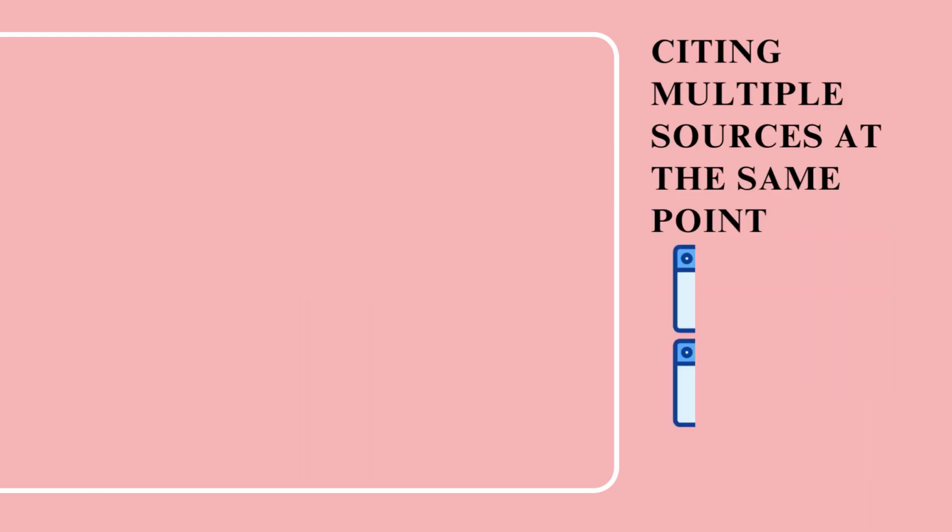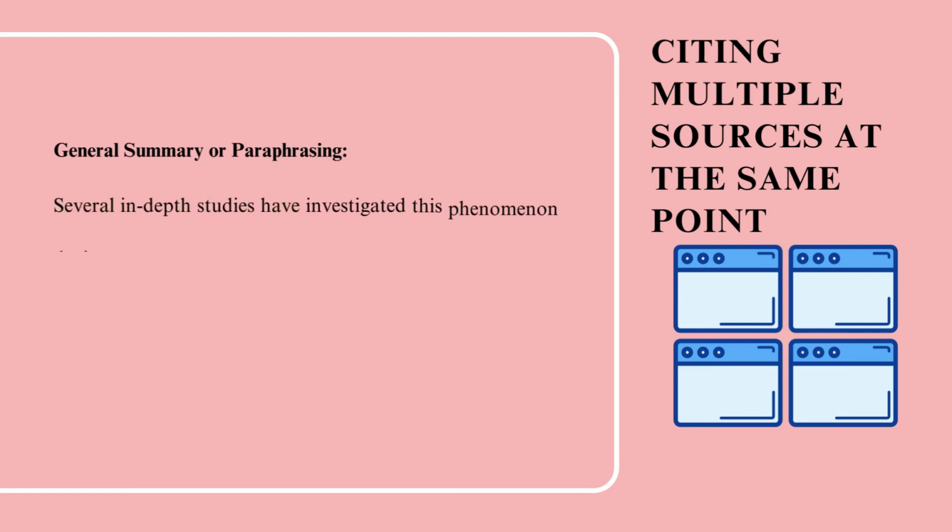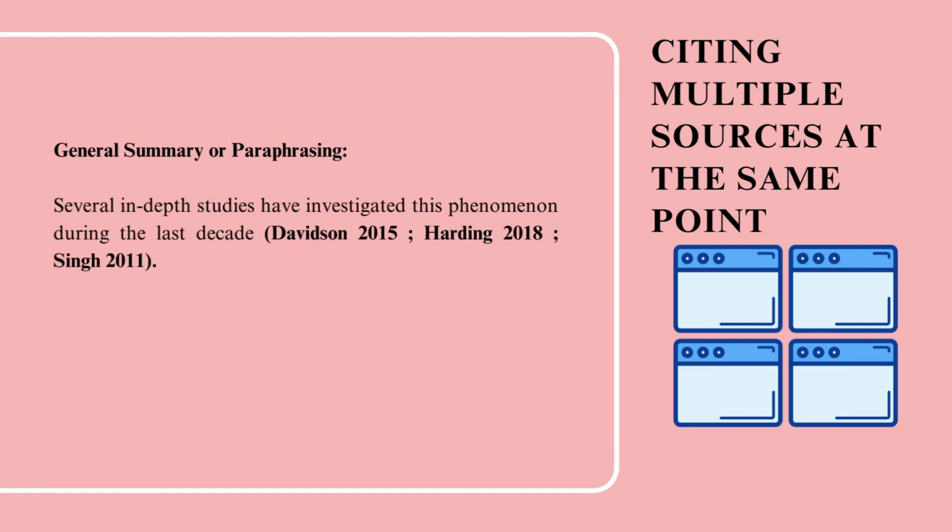Now the case of citing multiple sources at the same point. Here we have to write first author's last name, year, another author's last name, year, another author's last name, year, in brackets. Hope this video helps you all.